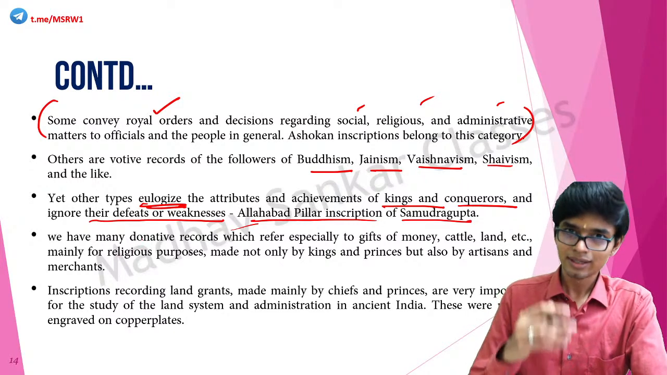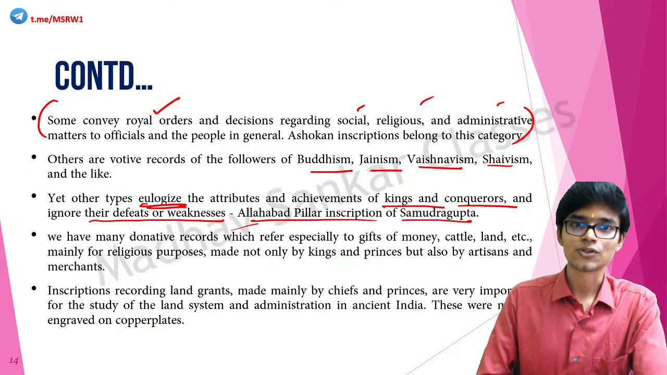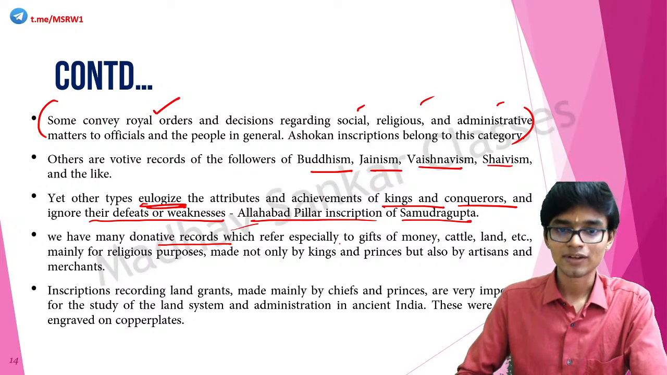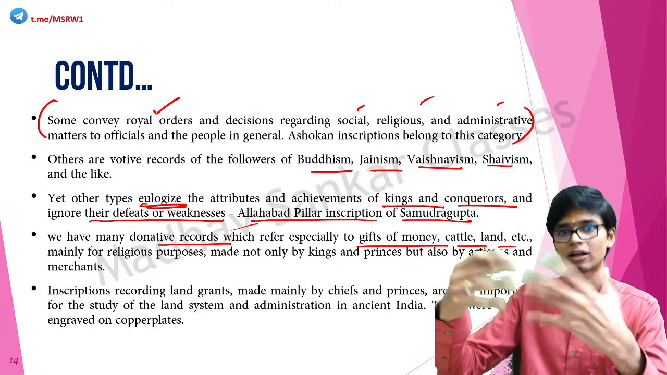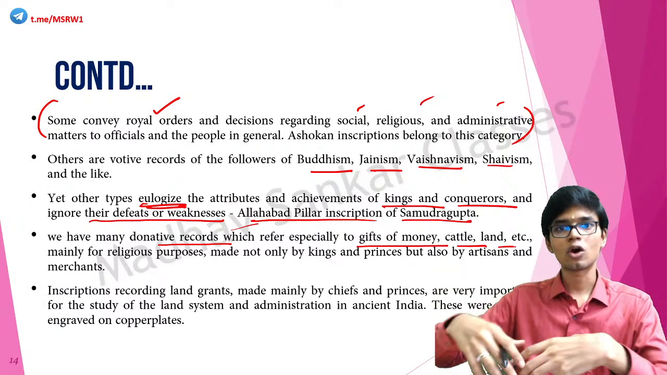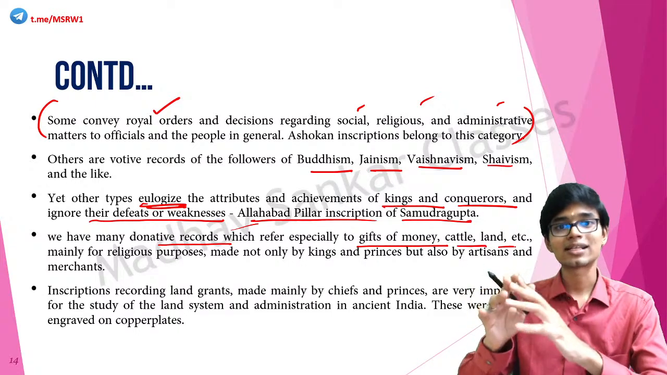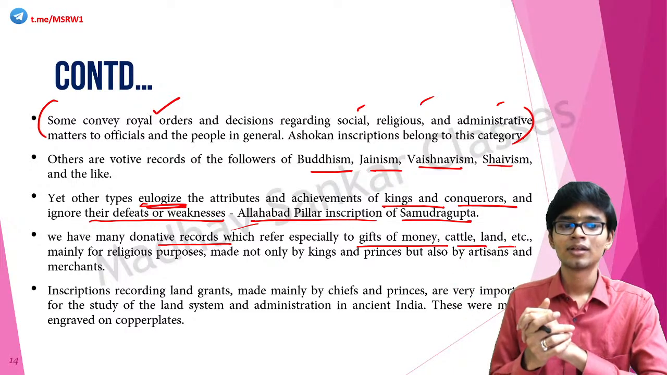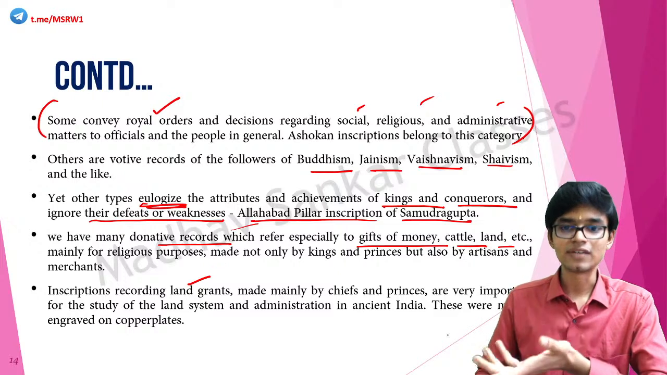Next one. We have, apart from these kinds of inscriptions, other inscriptions also. For example, we have inscriptions that indicate donative records, which refer specifically to the gifts of money, cattle, land, etc. Just like a record, okay, a modern day record of sale, a transaction. Okay, these inscriptions were used as records or evidences or proofs as well. Clear?